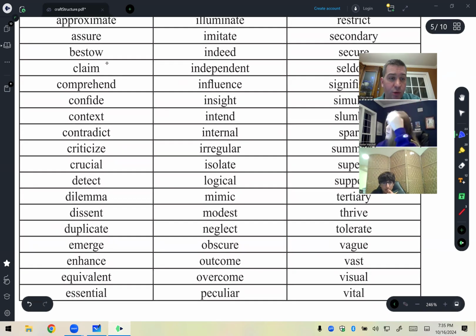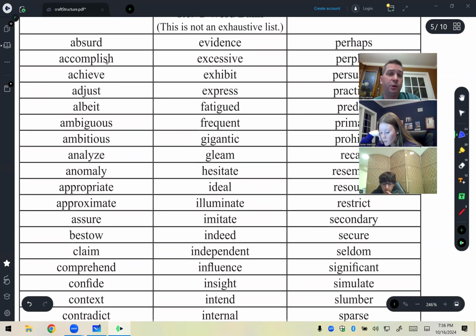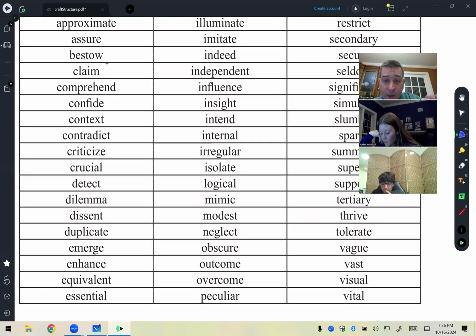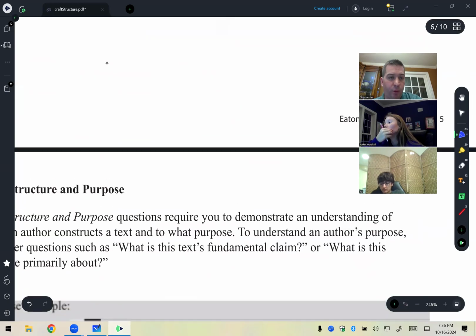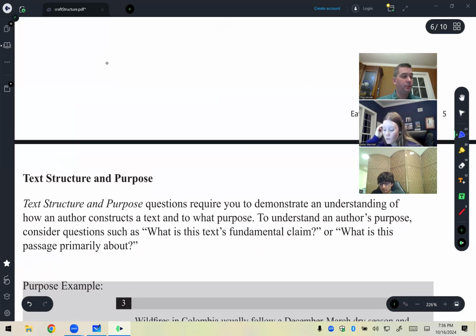Just make sure that you could define these if you had to in a pinch, or at the very least you could use these in sentences. And that's mainly what you have to do. So the difficulty of the words is not too bad. It's very doable. All right, we're on to text structure and purpose.